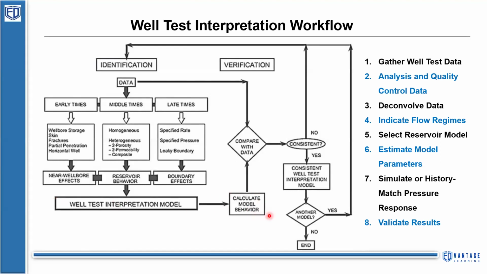So we calculate the model behavior, we compare the data, and then we again check for consistency. If it is consistent, yes, then we go for the interpretation model. If another model is required, yes, then again we go back to the identification part and do verification, comparing the data. If it is no, then we end the interpretation and give the results to our team.